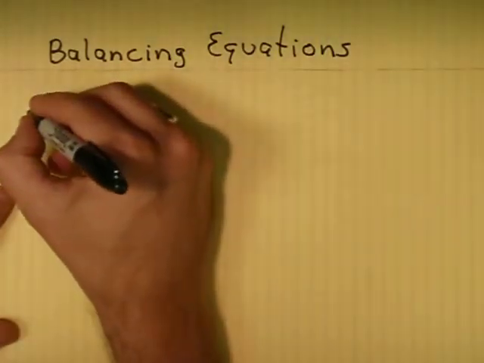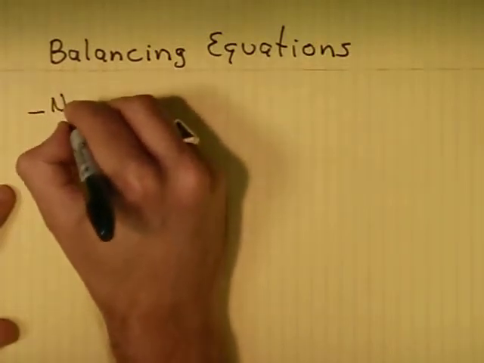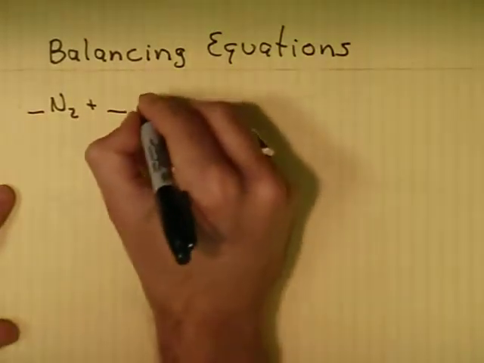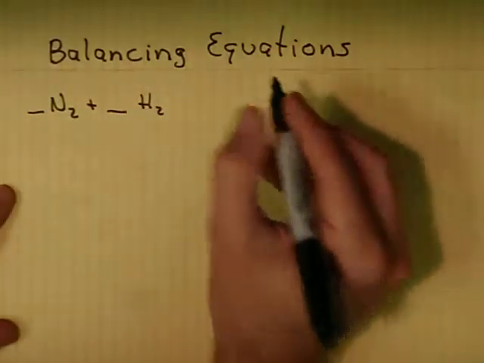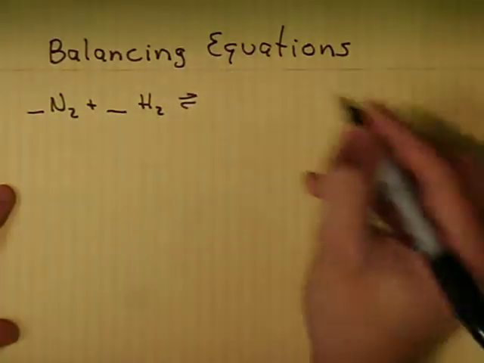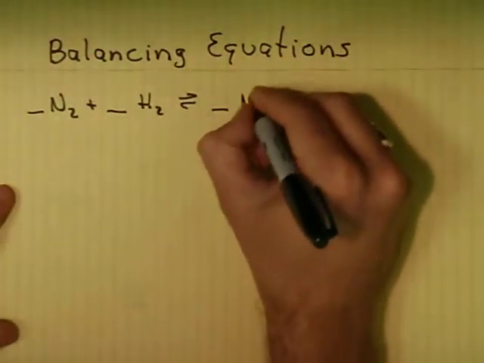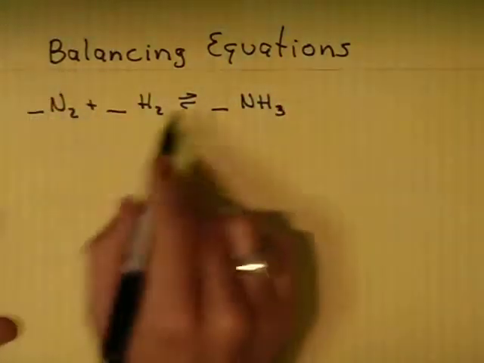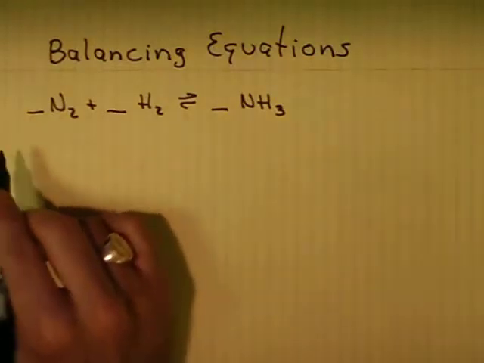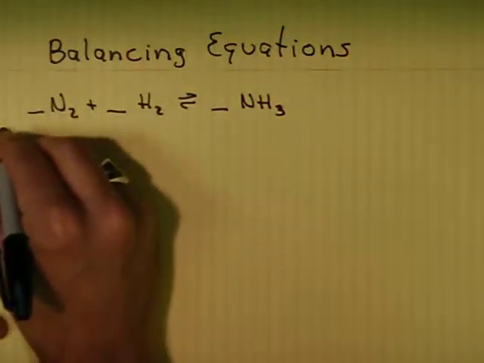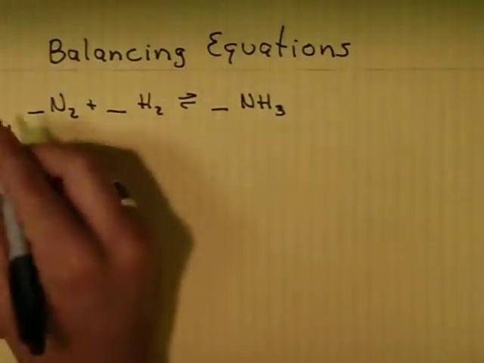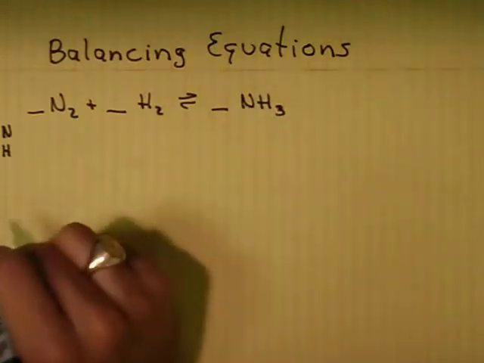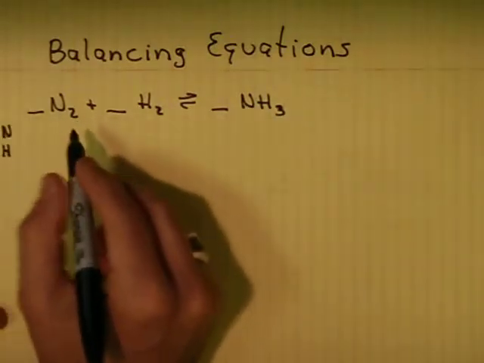So that is nitrogen gas plus hydrogen gas makes ammonia. So what we can do, we look at the elements that we have, and so we see we've got N's, which are nitrogen, we've got H's, and in this case, that's it, just N's and H's. So this one's actually a bit more simple.